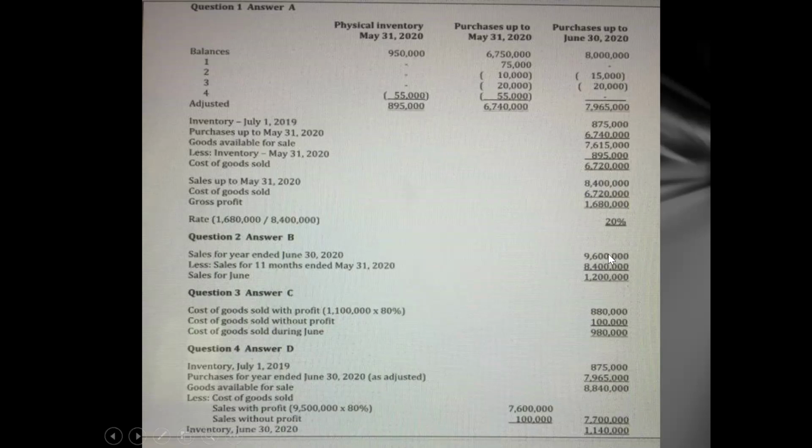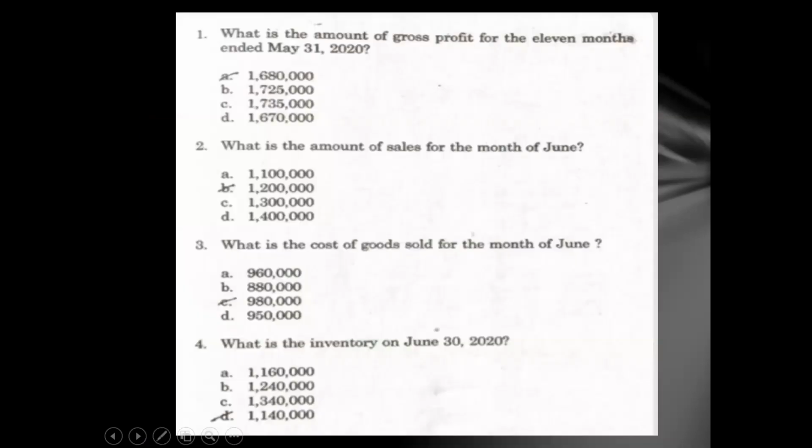However, included in the 96 is the sale without profit of 100. That's why it's only 95. So again, 96 less the 100 without profit, that's only 95 times the cost rate of 80%. So that's your cost of goods sold for the sales with profit. So plus your sales without profit, because this is already at cost. So all in all, your COGS is 7,000,007. So GAS minus your COGS, that makes your ending inventory of 1,140,000. So that makes your letter D, dog.